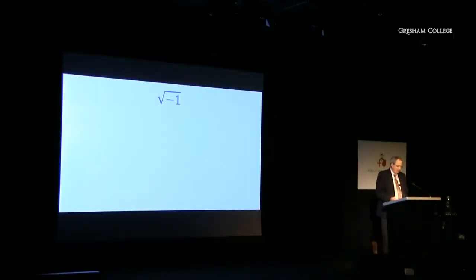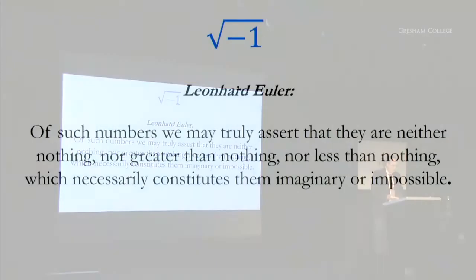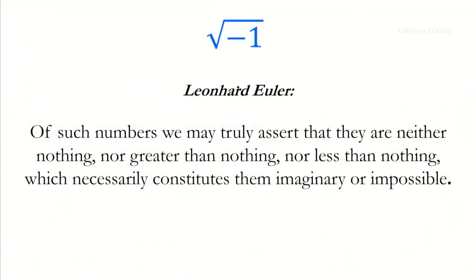So, what could the square root of -1 mean, since every real number, positive or negative, gives a positive result when squared? So the square root of -1 cannot be a real number. And Euler, for example, in the 18th century, who worked with this type of number a great deal, also said, "Of such numbers we may truly assert that they are neither nothing, nor greater than nothing, nor less than nothing, which necessarily constitutes them imaginary or impossible."